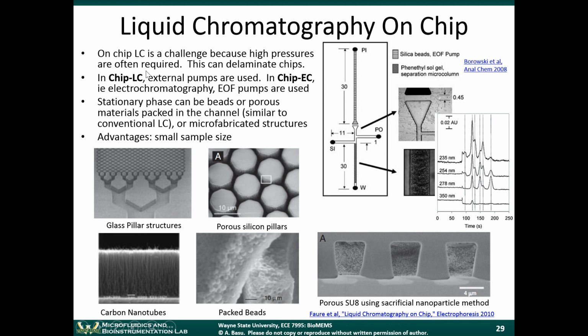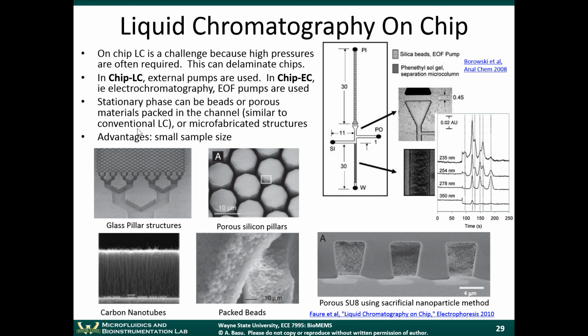So on-chip LC is a challenge because high pressures are required and they can cause chips to break. There's two types of liquid chromatography on chip. In chip LC, external pumps are used. In chip EC, called electrochromatography, electroosmotic pumps are used. So there's two important parts. If you want to design a chromatography system, you have to have a high pressure pump, and you also have to have your stationary phase.